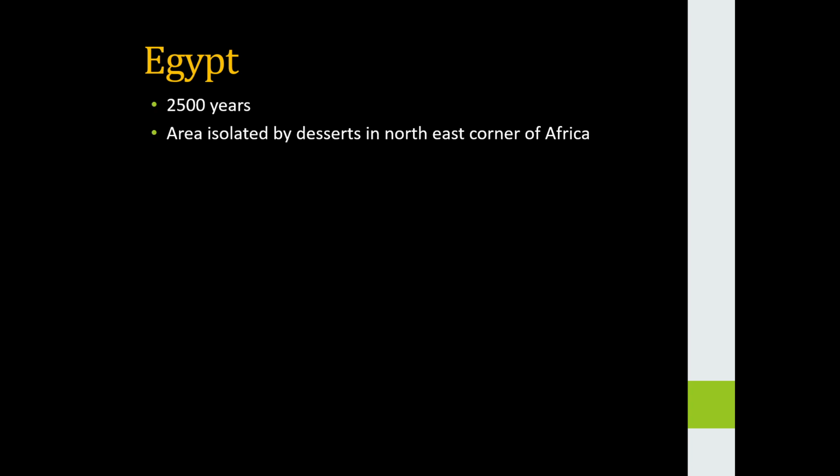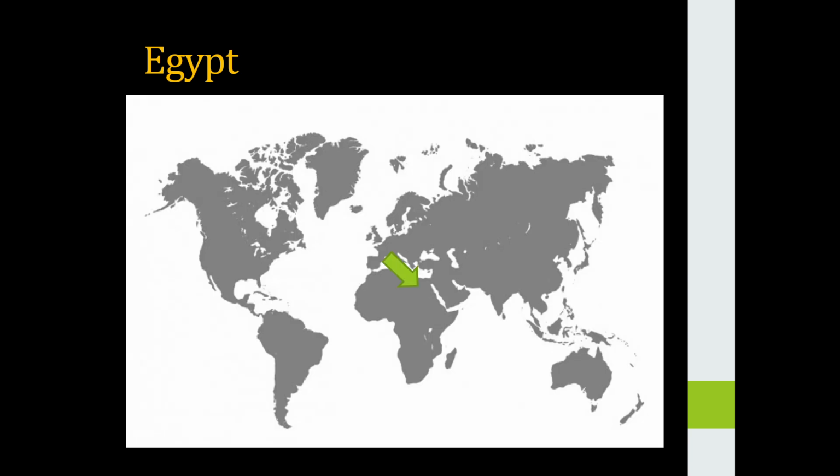Egypt lasted as a civilization for 2,500 years. To put that into context, the United States has been around as the United States for less than 500 years. So this is about five times longer than we have been in the United States. A pretty long period of time. Now Egypt is located in the northeast corner of Africa, right over there.